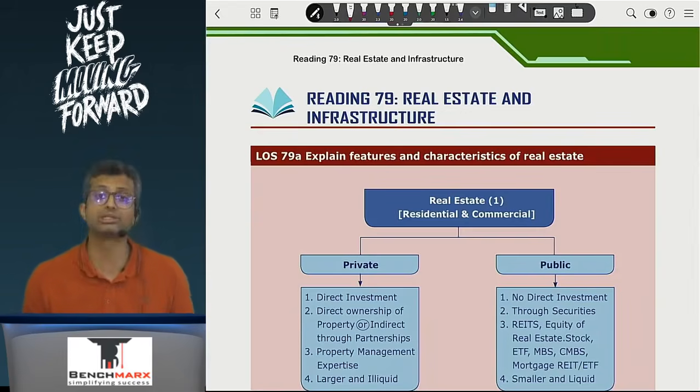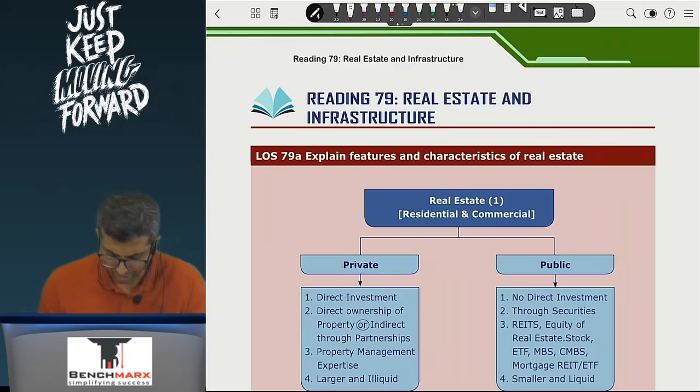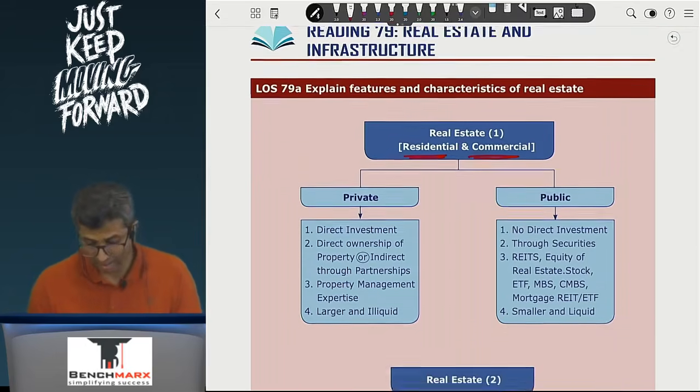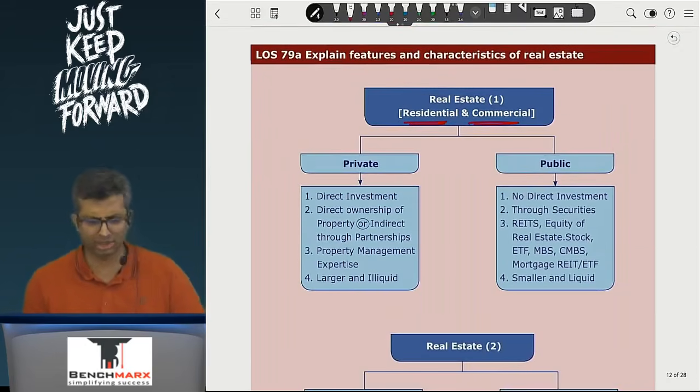Now we go to real estate and infrastructure in reading number 79. So next we go to real estate and infrastructure. When you look at real estate, this is one of the most common classes that people invest. Now how do you invest in real estate? Like residential or commercial. Residential real estate would have houses, bungalows, etc. Commercial real estate would have warehouses, industrial complexes, offices, factories, etc.